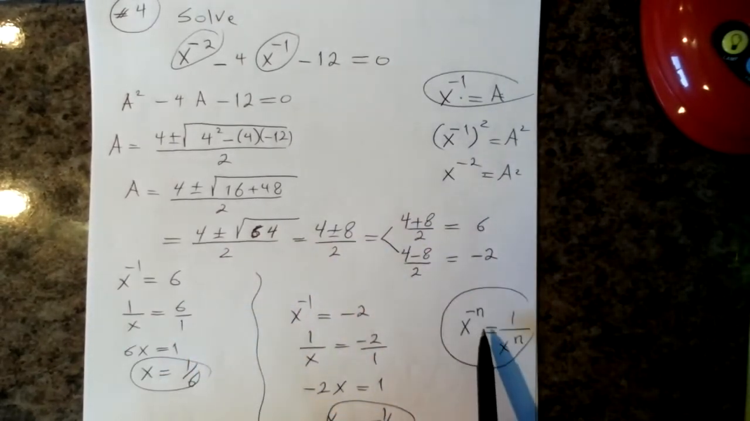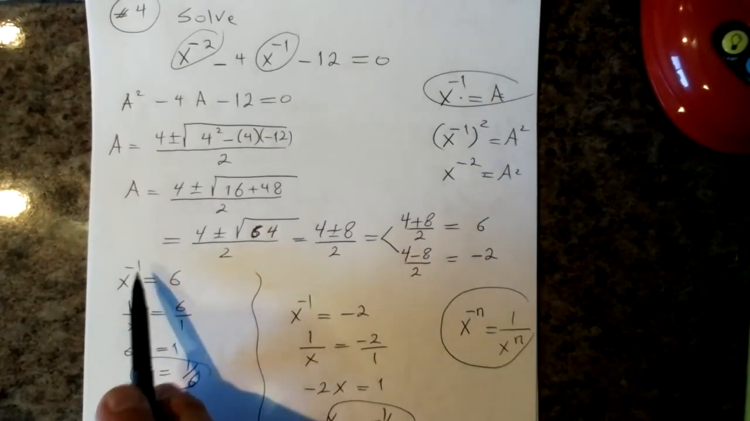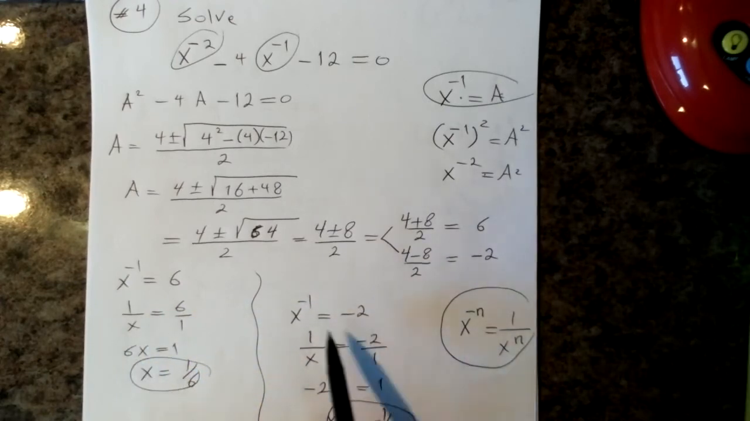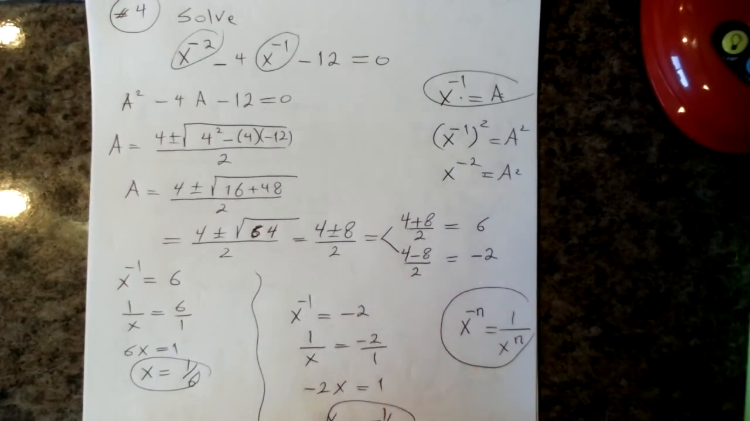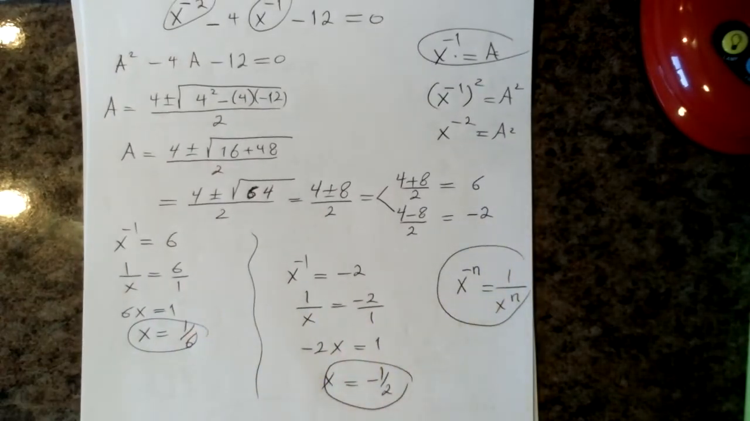Anytime you have a negative exponent, we had this formula in algebra. If you want to change it to positive, you use this formula: it would be 1 over x to a positive power. Like x to the power of -1 is 1 over x. Then when you cross multiply, x is 1 over 6. Here also, when you cross multiply, x is minus half. So there are two answers for these problems.